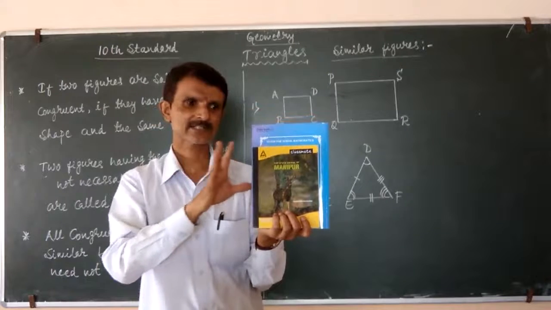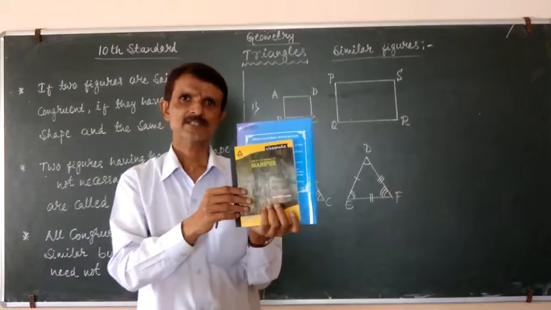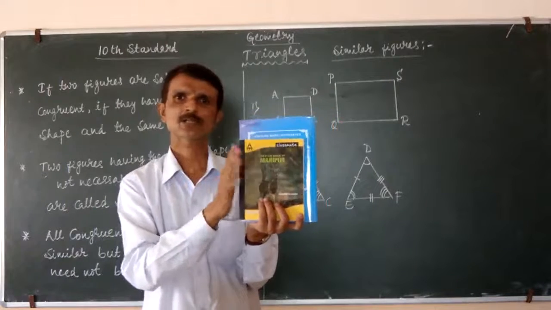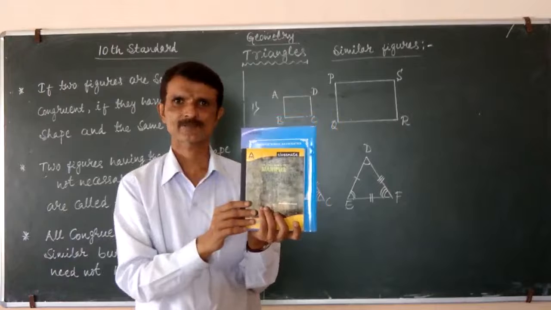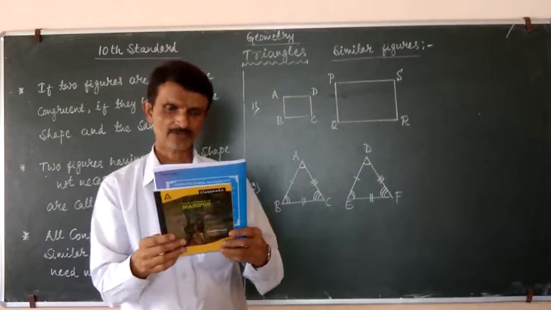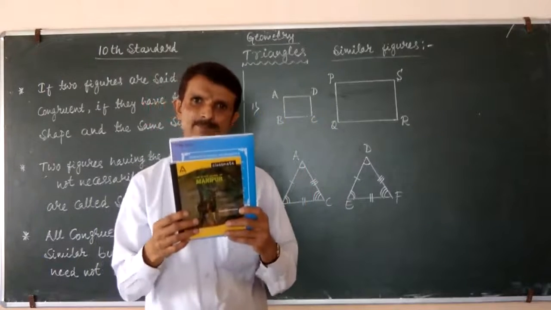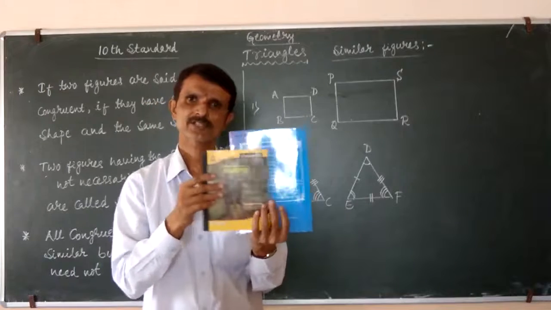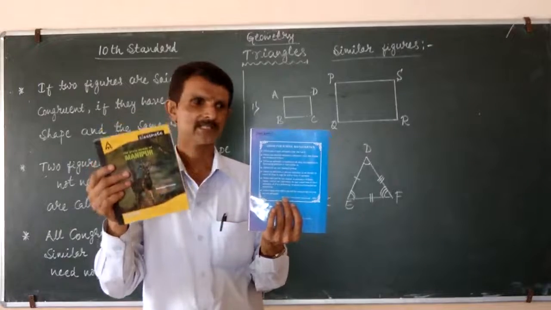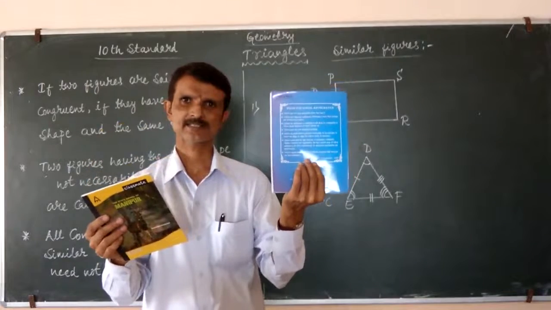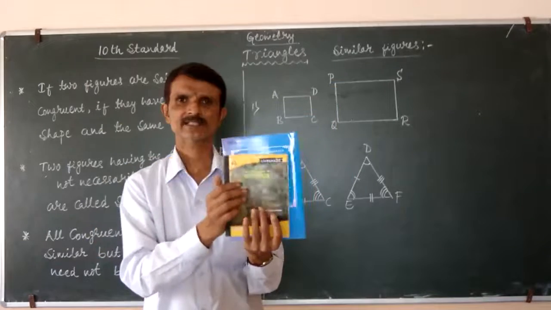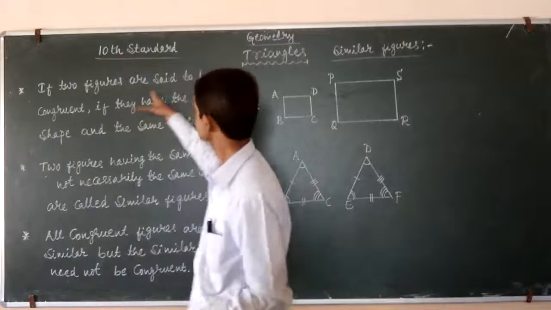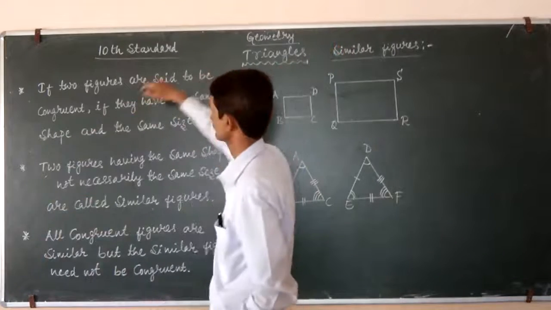I think you have cleared about the similar figures. So these two are similar figures, but they are not equal in their size. Therefore, similar figure means the figures having the same shape. This is also a rectangle, this is also a rectangle. So they differ in their size. Therefore, we can see some points on these similar figures.